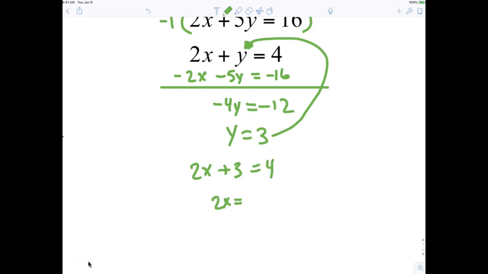2x equals 1. So x is equal to 1/2. So my answer is 1/2 comma 3. Thank you. 1/2 comma 3. All right. Anybody have any questions with 1/2 comma 3?